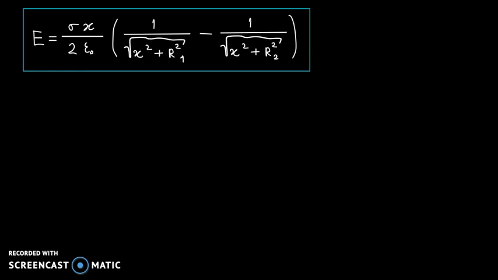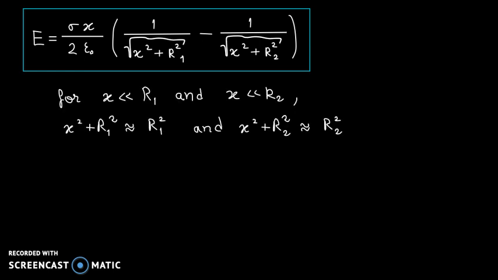If we want point P to be really close to the disk, that means the distance between point P and the center of the disk should be smaller than the size of the disk. And in this problem, the size of the disk is represented by variables capital R1 and R2. So in other words, they're saying for x much smaller than R1 and R2, show that electric field magnitude is approximately proportional to x. So then here's how we solve this problem.